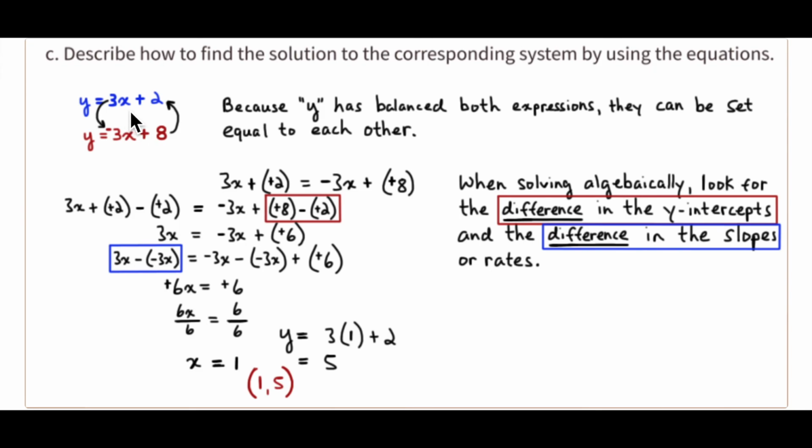3 times 1 is 3, plus 2 is 5, or a negative 3 times 1 is a negative 3, plus 8 is also 5. So this is the coordinate pair for the solution to the system of equations, or the graphs. So the x-coordinate is 1, the y-coordinate is 5, and this is the only place where the x-coordinate and the y-coordinate are the same for both equations and for both graphs. It is the intersection. It is the solution to the system.